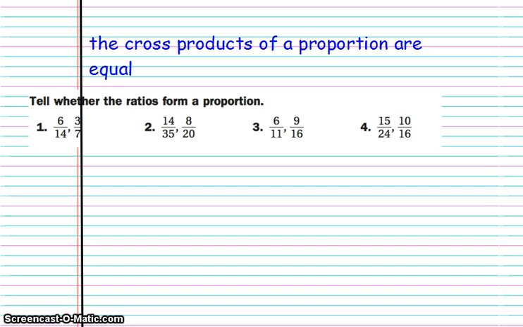So we can use that formula to decide if two sets of ratios are proportional. So take a look. Let's just go to number 3 right here. If we did cross products, you would multiply 11 times 9 and get 99. And if we multiply 6 times 16, we only get 96. So since there is a difference between those two numbers, they're not the same. 96 does not equal 99. Those are not proportional.